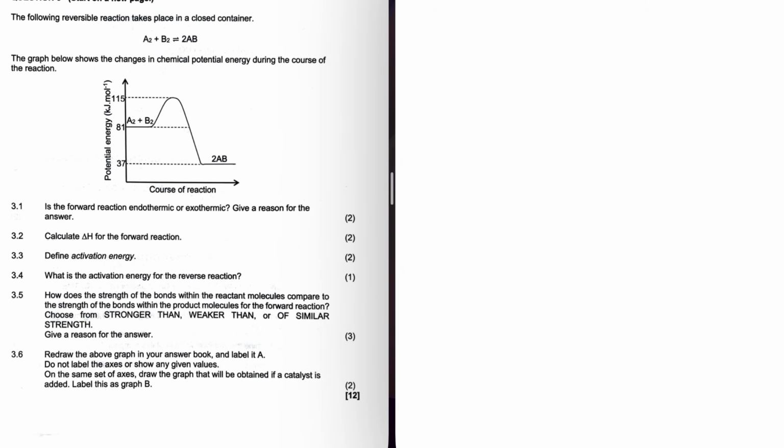The following reversible reaction takes place in a closed container. The graph below shows the changes in chemical potential energy during the course of the reaction. So question 3.1 says, is the forward reaction endothermic or exothermic? Well, it's going to be exothermic, and that is because the energy of my products is less than the energy of my reactants.